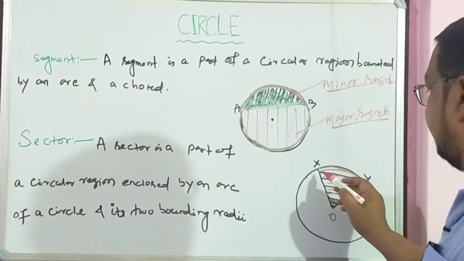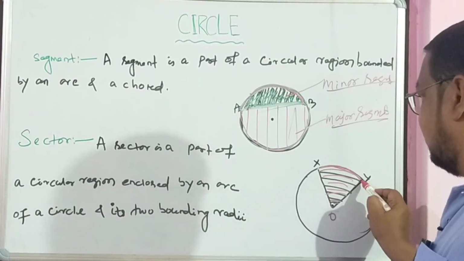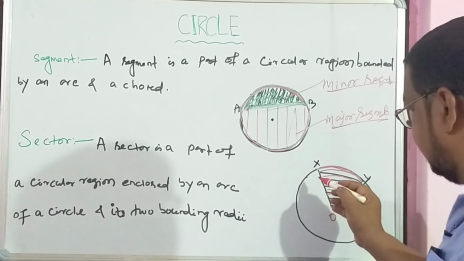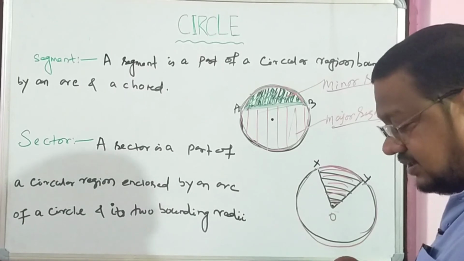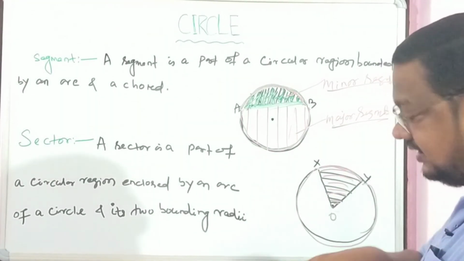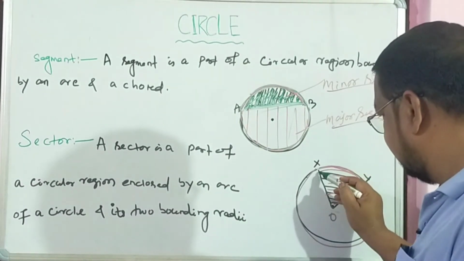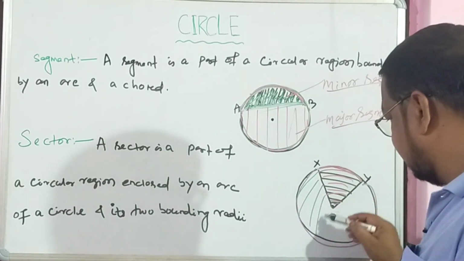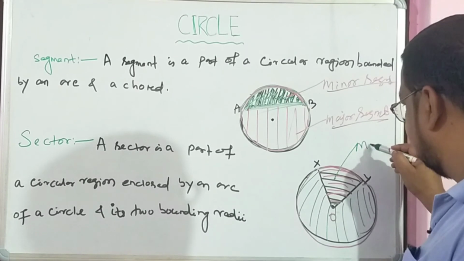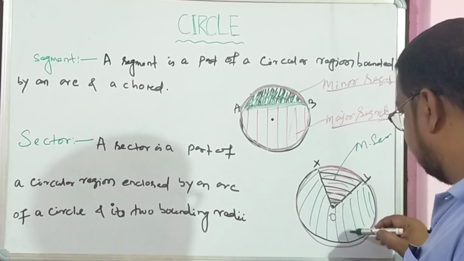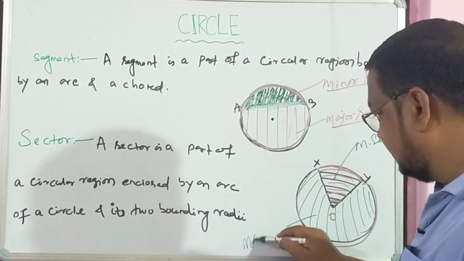The region bounded by a minor arc is known as the minor sector and the region bounded by the major arc is known as the major sector. This part is the major sector. This is the minor sector. This is the major sector.